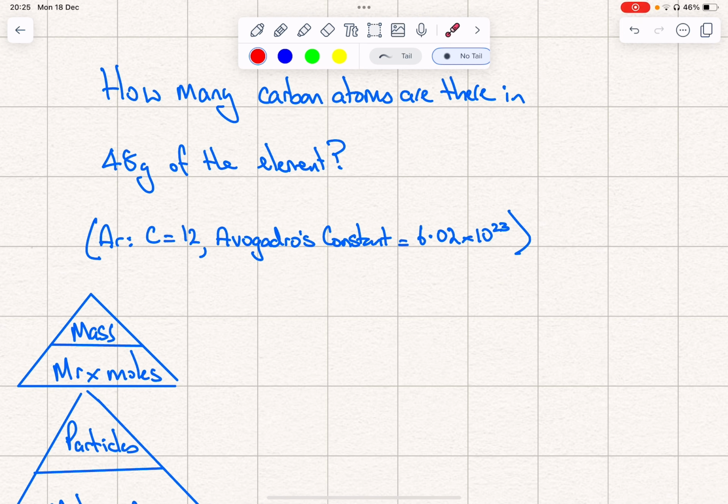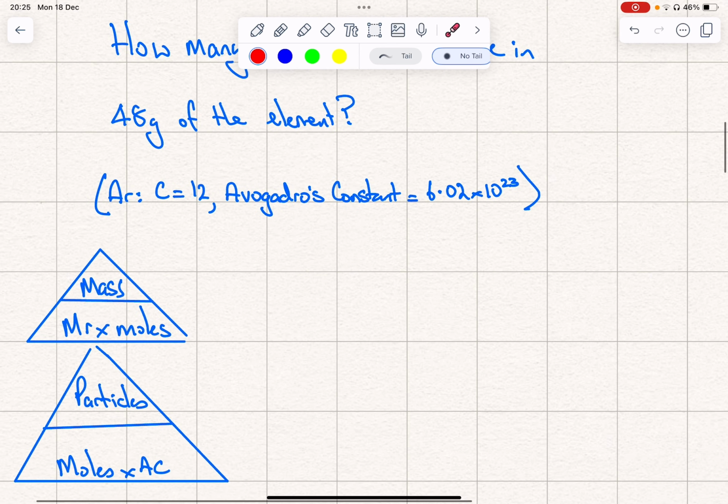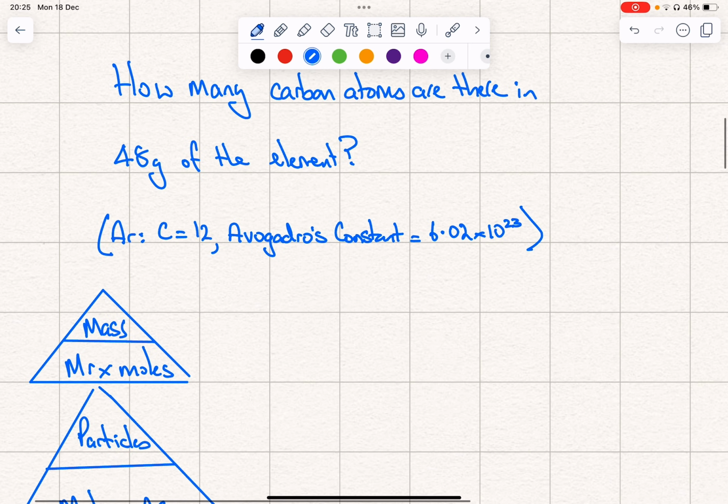And we're also given Avogadro's constant, which is 6.02 times 10 to the power 23. Now, to do this, we're going to use two triangles. And I'll put them on the side here for you to have a look at. And when we get to use those, I'll just remind you how to use them, okay?